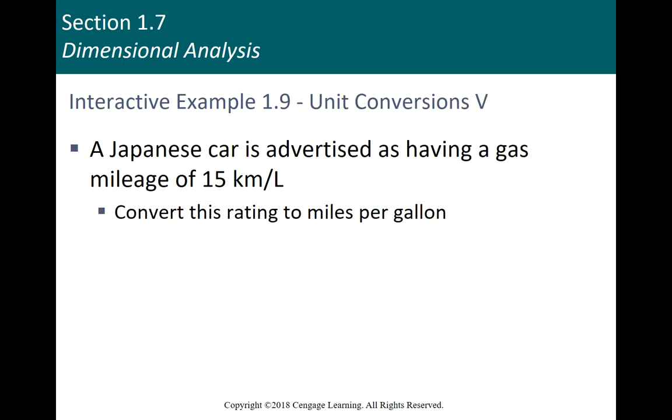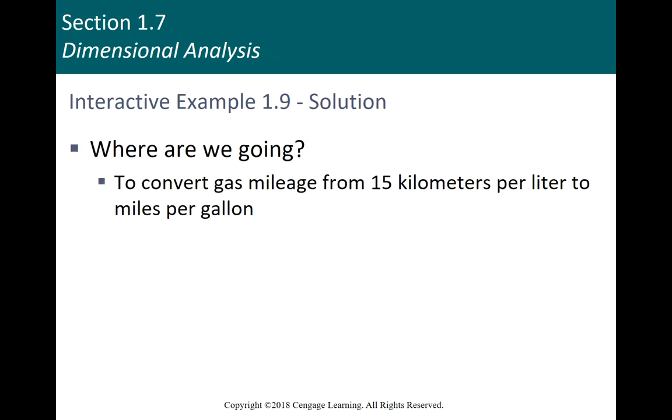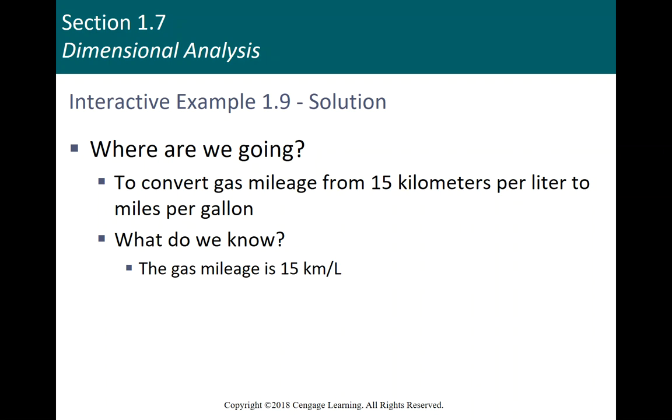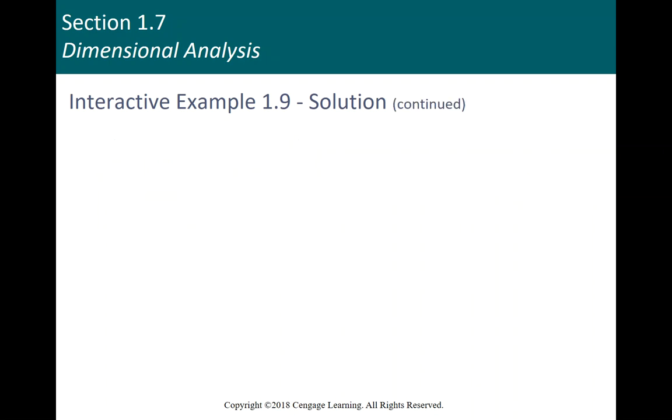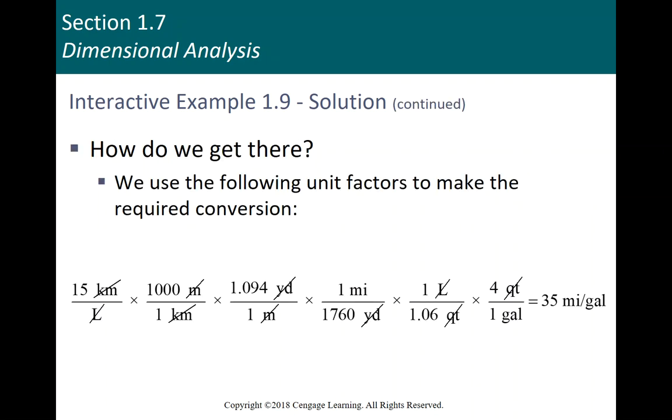A third example problem. In this case, we have a unit that has multiple parts. So Japanese cars advertise as having a gas mileage of 15 kilometers per liter. Does it have good gas mileage? We don't know because we're not used to using those units. We need to convert it to miles per gallon, so it's something that we can understand. So where are we going? We're going to convert 15 kilometers per liter to miles per gallon. What do we know? We know what the gas mileage is in kilometers per liter. And so how do we get there?